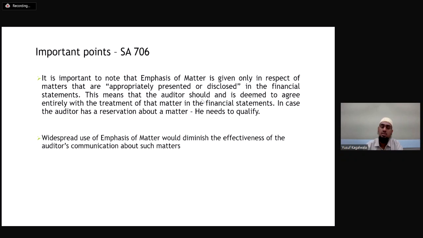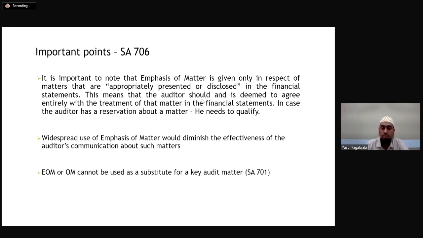Say an insurance claim was raised, and this year we received an insurance claim of X amount. It is a 100 crore balance sheet, and we have got an insurance claim of 15 crores. If proper disclosure is made in the financial statements, we need to assess why an emphasis of matter is required. Because if proper disclosure is made, what additional are we going to do? What additional input are we giving by just giving an emphasis of matter? Emphasis of matter or other matters cannot be a substitute for CAM.